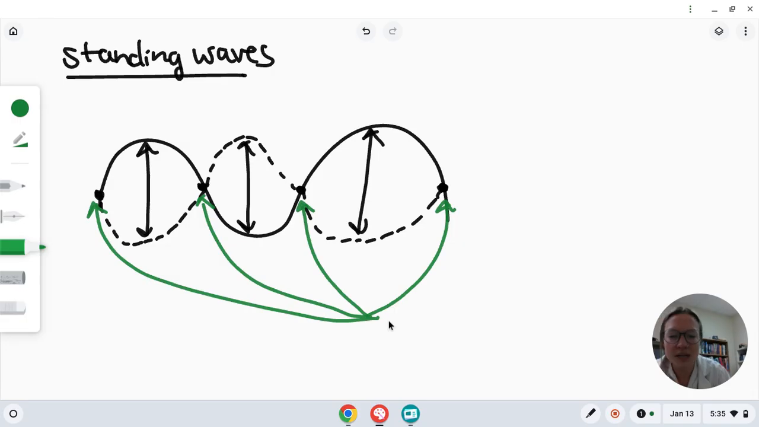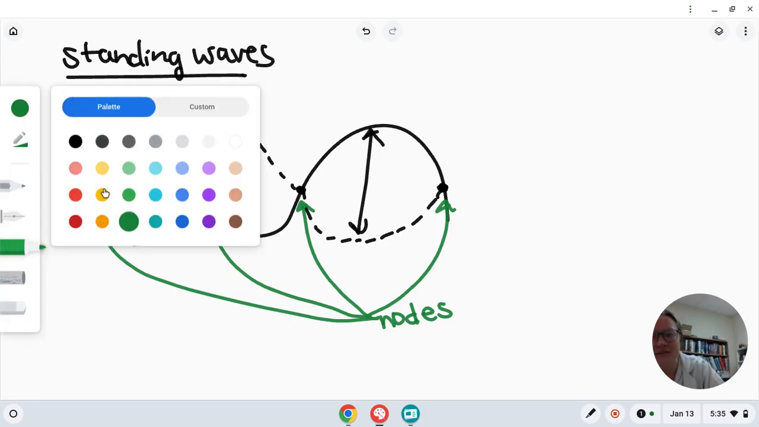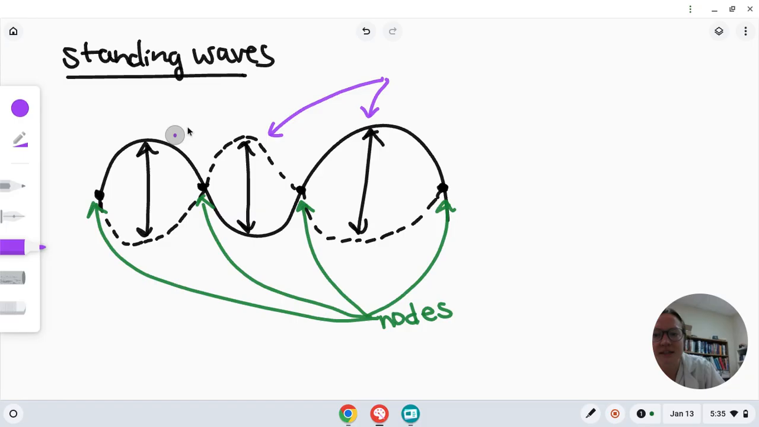And we call these points nodes. They are places of complete destructive interference where the wave is not moving at all. Then we have other places on this wave. Yellow feels like a scary color to use because who can even read yellow? Let's try purple. We have these other places, like this place and this place and this place, where the wave seems to be moving like crazy.